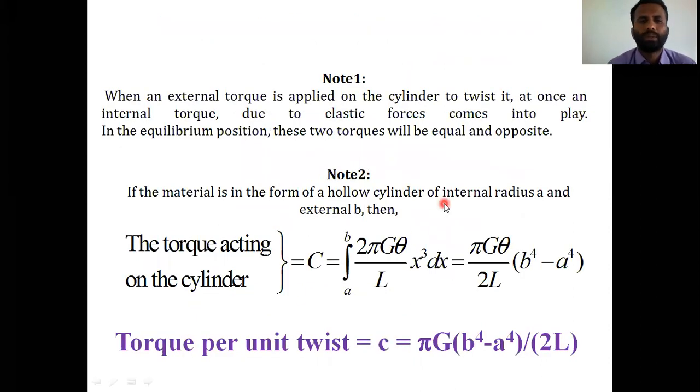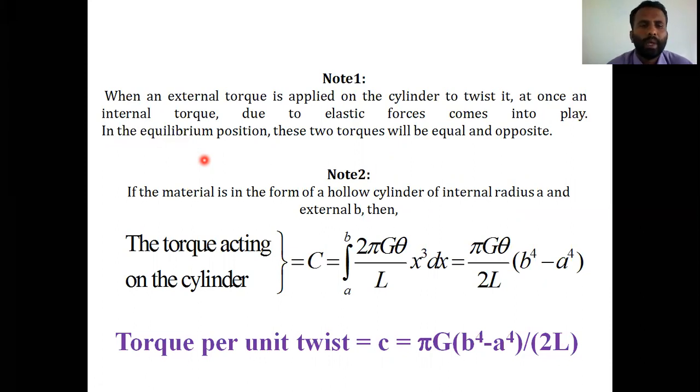Some important notes. When an external torque is applied on the cylinder to twist it, an internal torque due to elastic force comes into play. In the equilibrium position, these two torques will be equal and opposite.